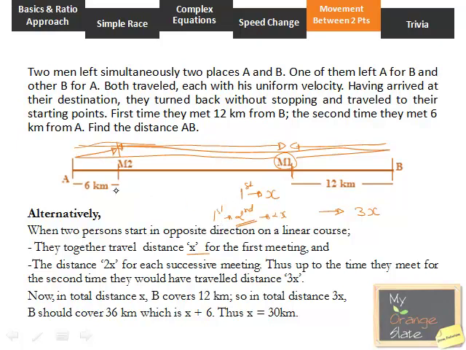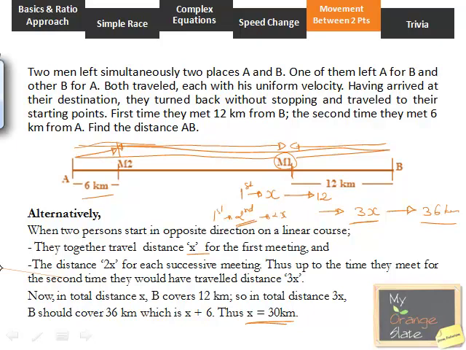Now friends, we know that if the total distance traveled by them is x, B has covered 12 kilometers. So if total distance traveled by the two is 3x, B must have walked 36 kilometers. And this is equal to x plus 6, and hence the distance x must be 30 kilometers.